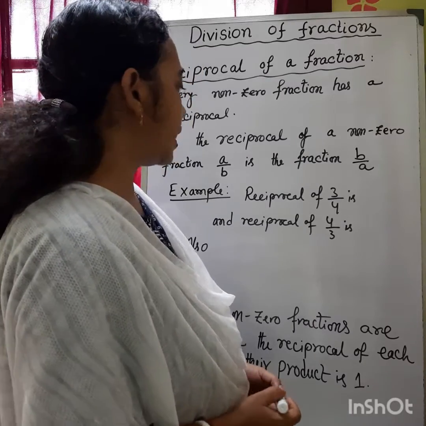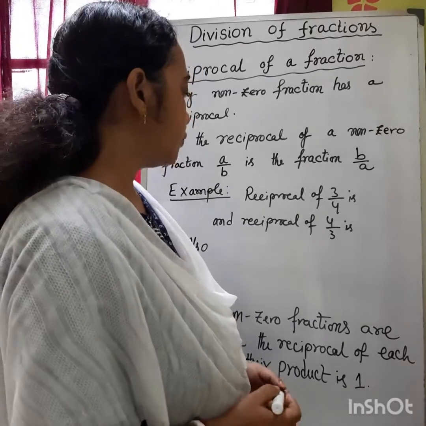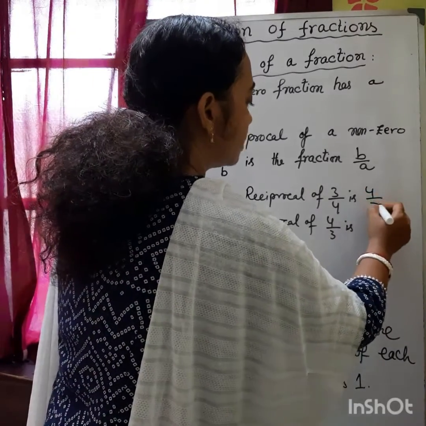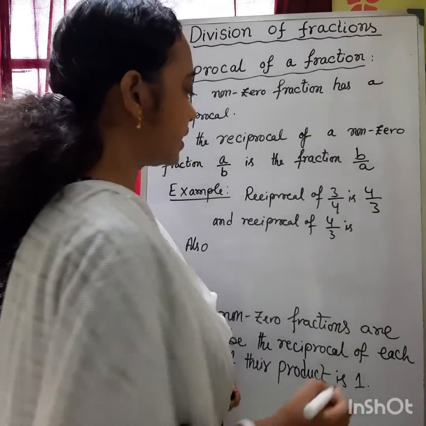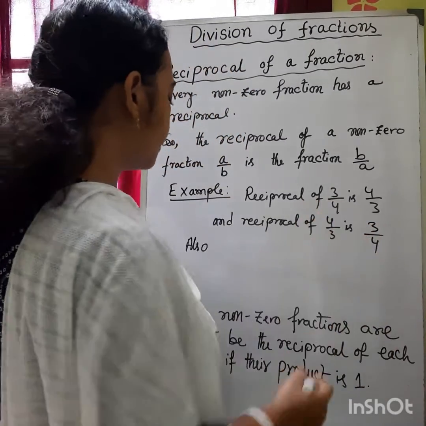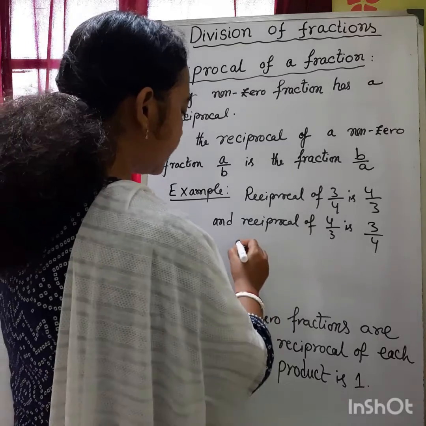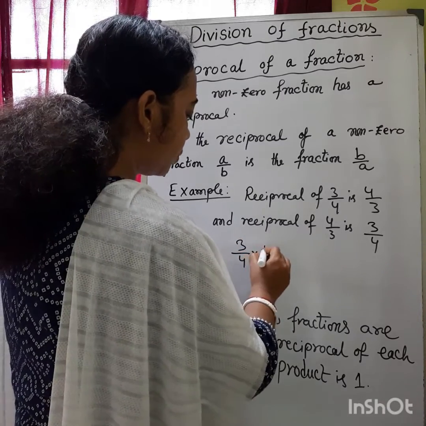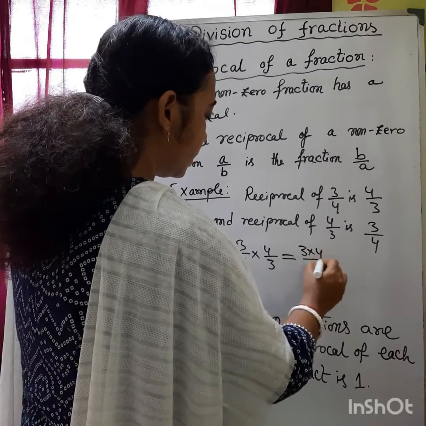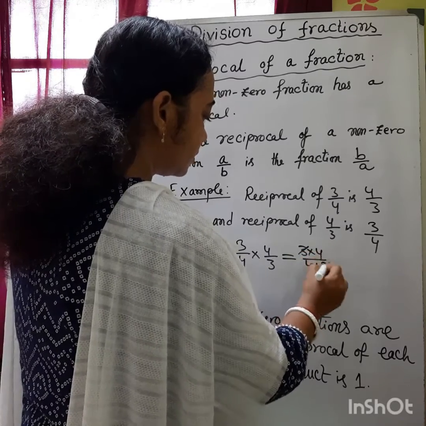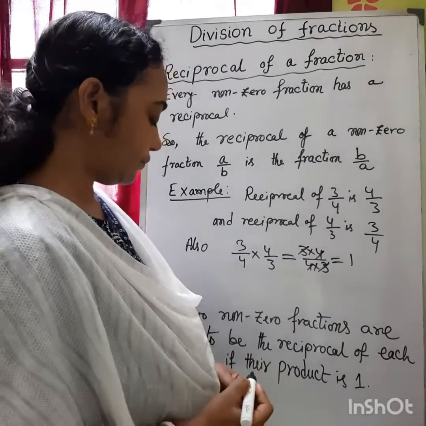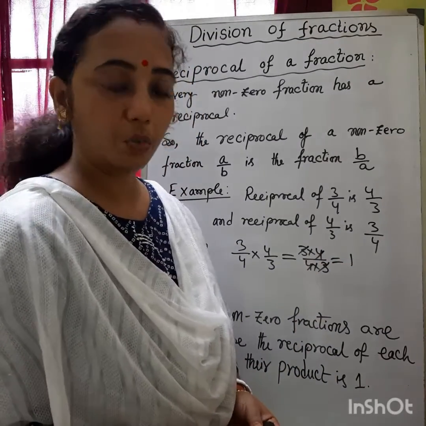So the reciprocal of a/b is b/a. For example, the reciprocal of 3/4 is 4/3 and the reciprocal of 4/3 is 3/4. From this example we can see that if you multiply 3/4 by 4/3, we get the product as 3 multiplied by 4 over 4 multiplied by 3. So this is coming 1. That means the product of 3/4 and 4/3 is equal to 1.